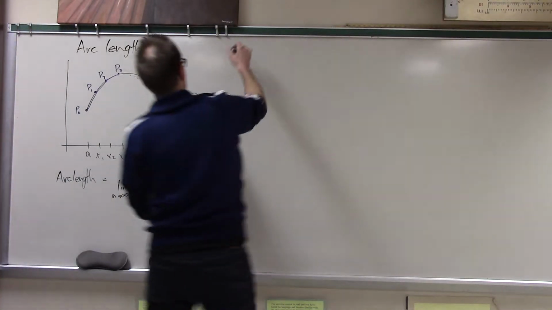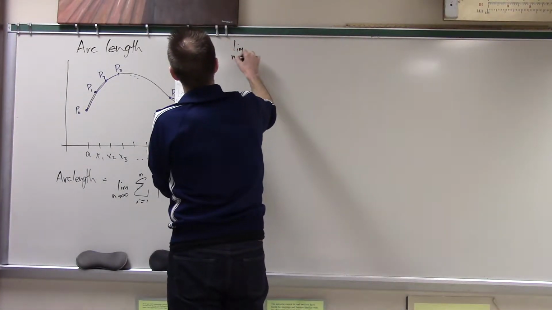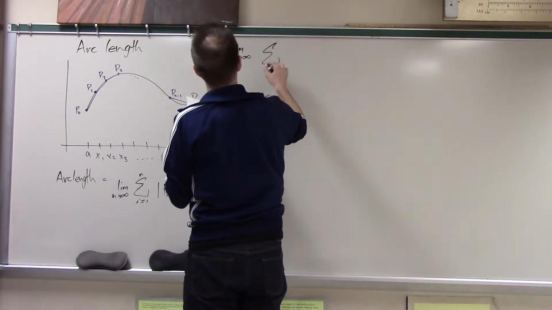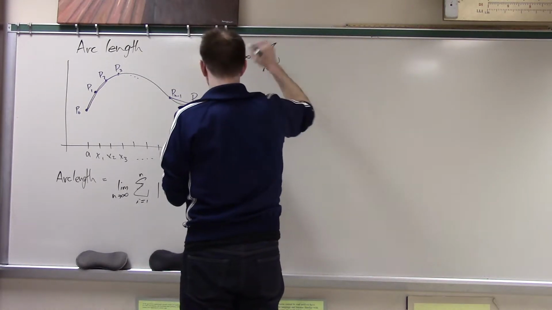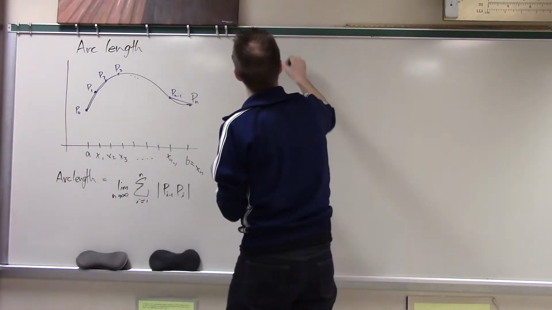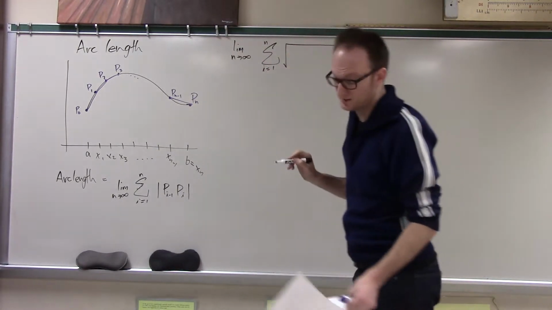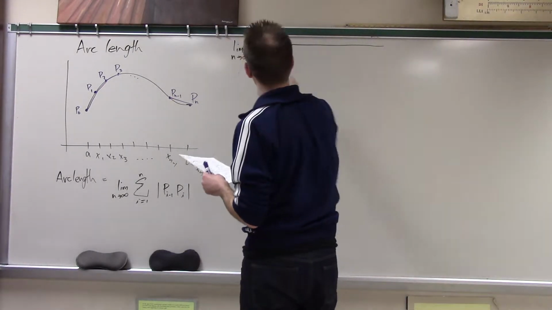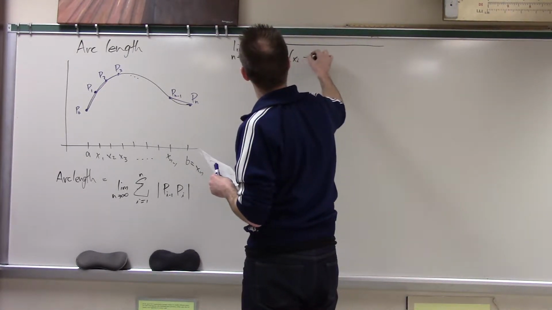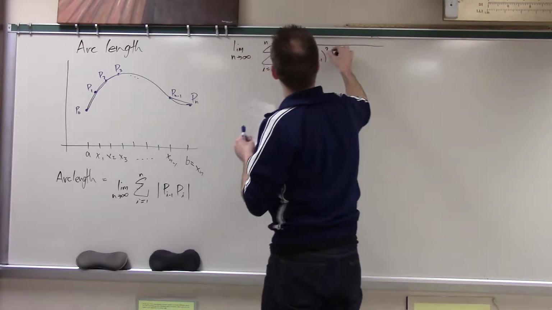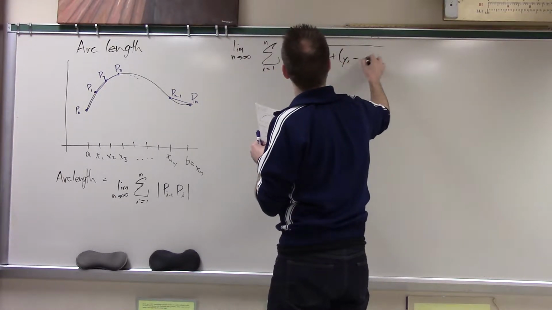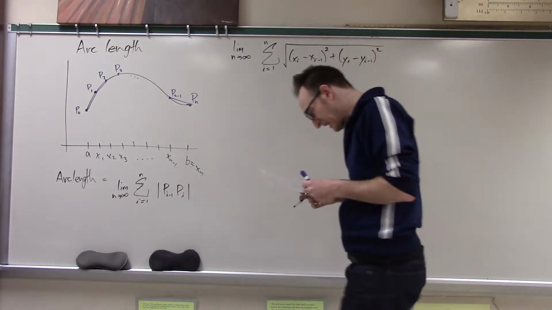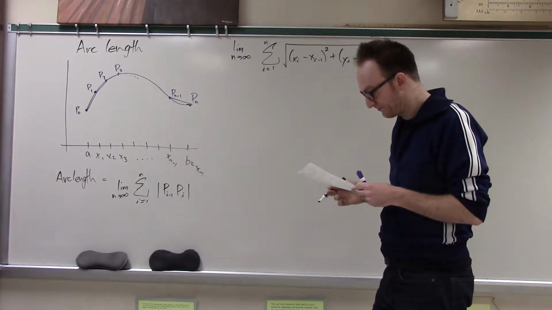So what are we really doing here? We're taking the limit as n goes to infinity of the sum from i equals 1 to n of a whole bunch of lengths. And what is the length of each one of these segments? Well, we just use the distance formula: the square root of x sub i minus x sub i minus 1 squared plus y sub i minus y sub i minus 1 squared.